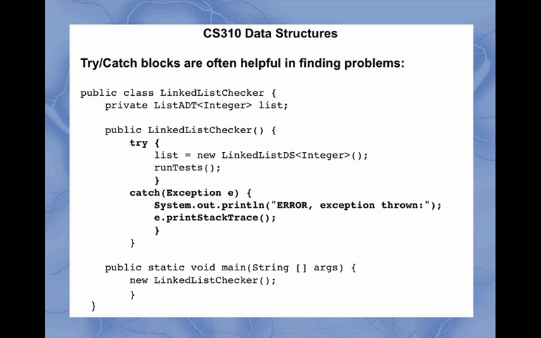So in public linked list checker, the constructor, I have a try-catch block. And so I create the linked list, and then I call the run tests method, which is not shown on this slide. Notice the try-catch block. The catch block, if an exception gets thrown, then the code in the catch block will run. If an exception does not get thrown, then the try block will finish and execution will continue after the catch block. Also, the print stack trace method is often very helpful in tracking down or finding errors.